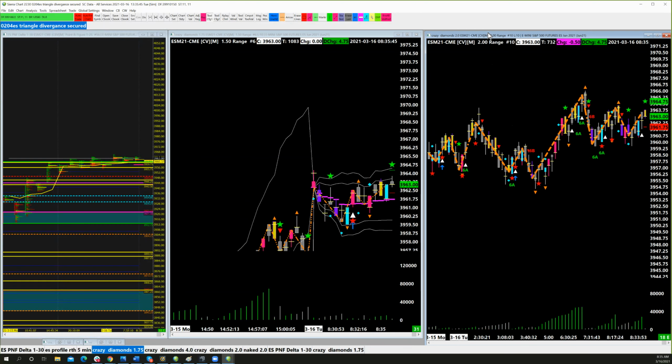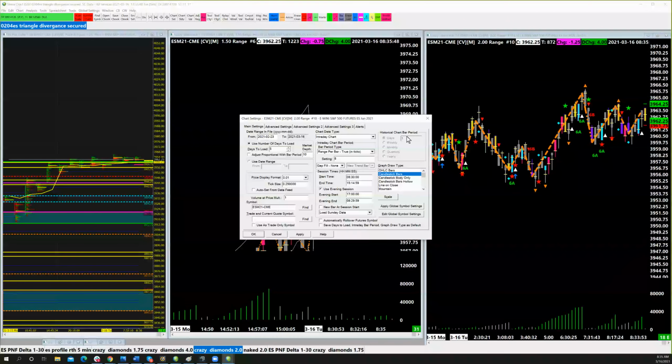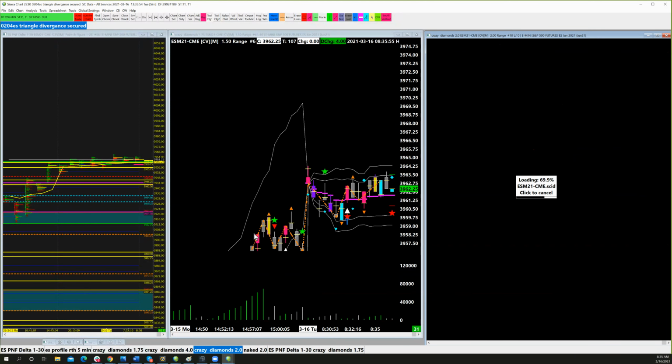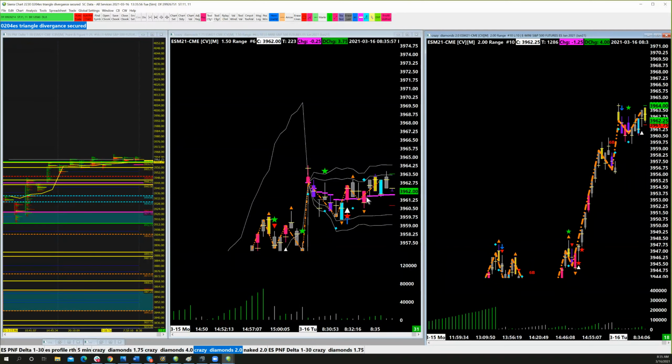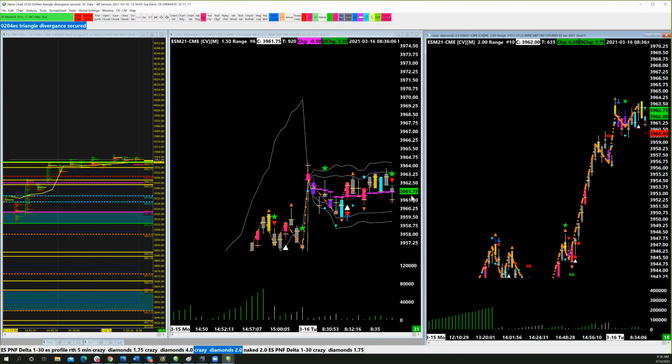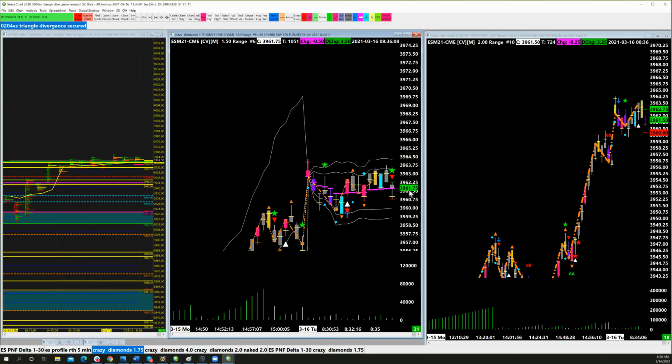Hold on a second here. F5. Don't use evening session. And I'm going to use the VWAP only on 1 chart instead of 2. I can clearly tell from the 1.5 where we are on the 2 range. I don't think we have enough range to trade the 2 range yet. I just don't think we do.